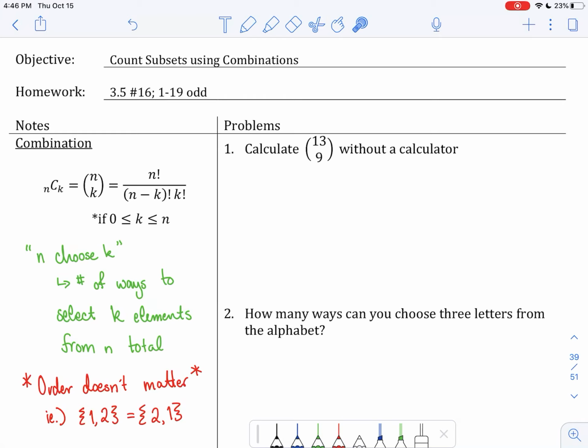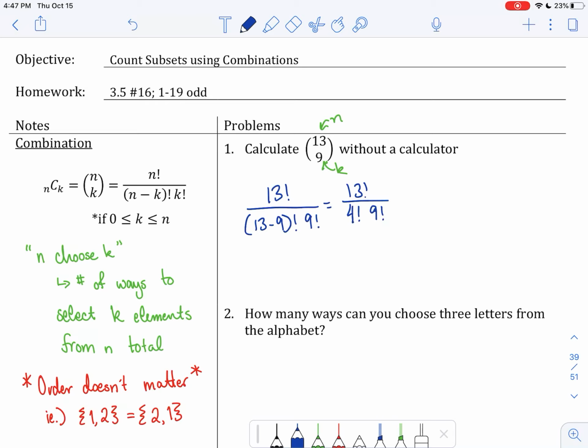So the first thing that we're going to talk about is calculating these without a calculator. If you do have a calculator, you can obviously enter it in like this. Here we have 13 choose 9 without a calculator, which means that 13 is our n value and 9 is our k. So when we plug that into the formula, we end up with 13 factorial over 13 minus 9 factorial times 9 factorial. This is going to simplify to 13 factorial over 4 factorial times 9 factorial.